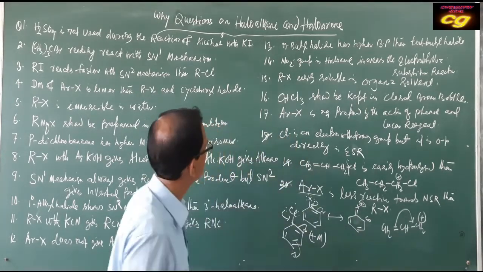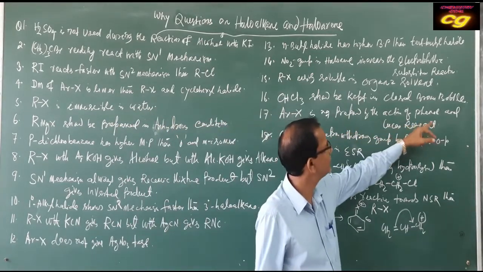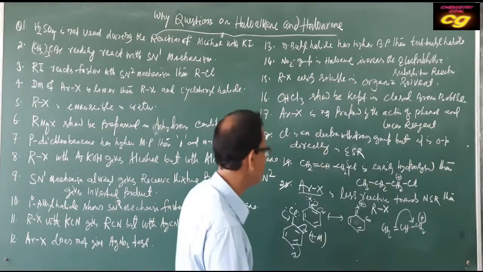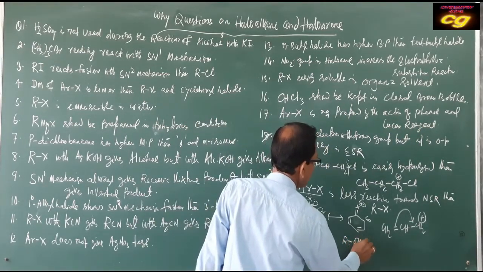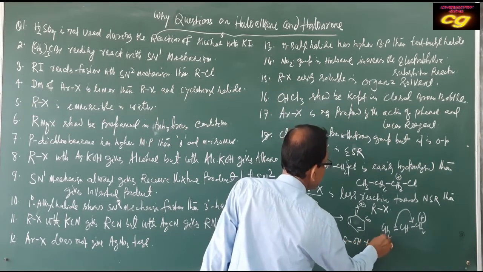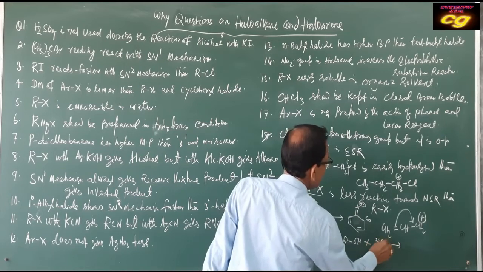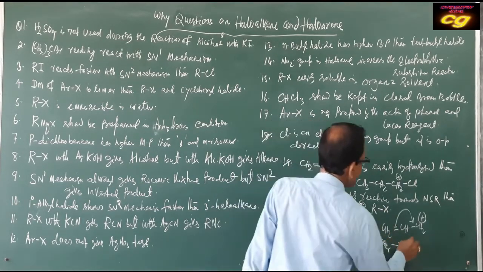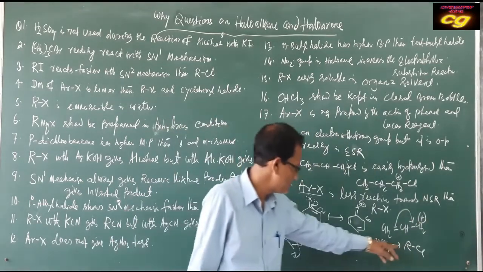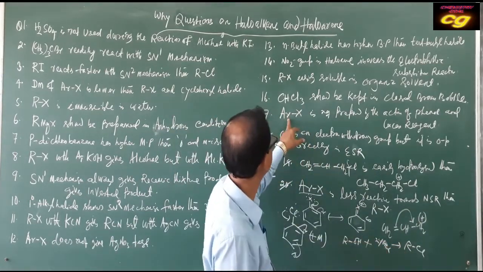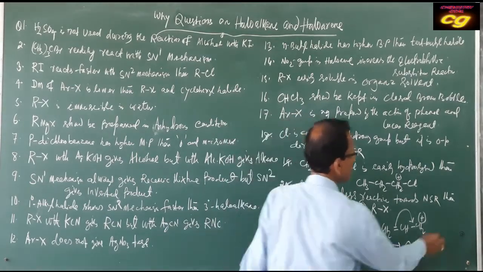Then question number 17. HALOARENE is not prepared by the action of phenol with Lucas reagent. But we know if you treat alcohol with Lucas reagent, ZnCl2 and concentrated HCl, the result is RCl. But this step is not possible in the case of which one? Phenol.